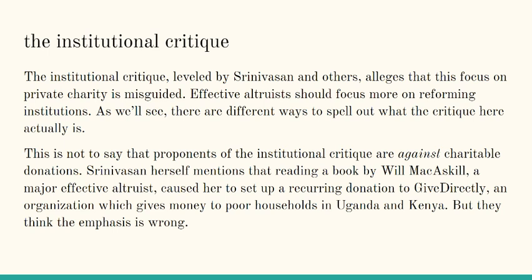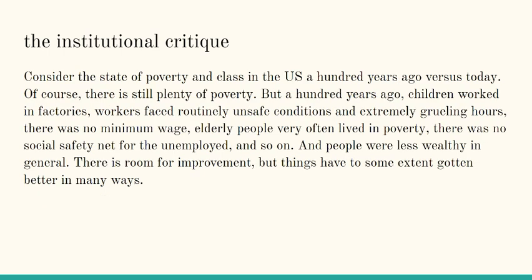But proponents of the institutional critique think somehow the emphasis is wrong. Yeah, it's nice to give money to charity, but the effective altruist movement and people like Singer have focused too much on charity and not enough on other things. Political and social and institutional questions. So to get a sense of what the ground of the critique is, you might think about the United States 100 years ago versus today. Think about the state of poverty in the U.S. 100 years ago versus today.